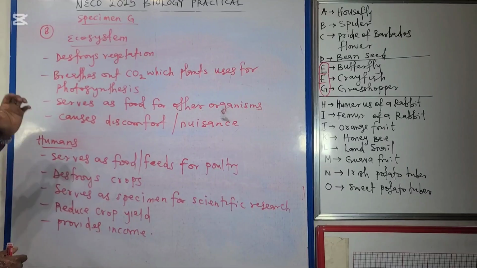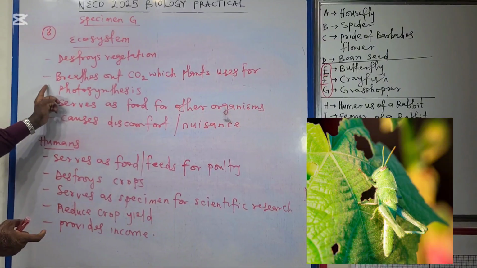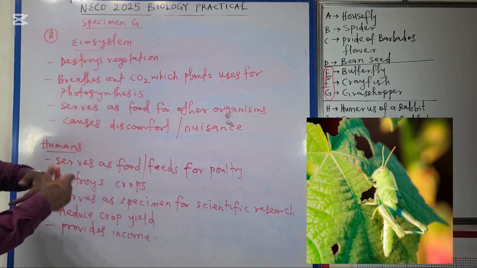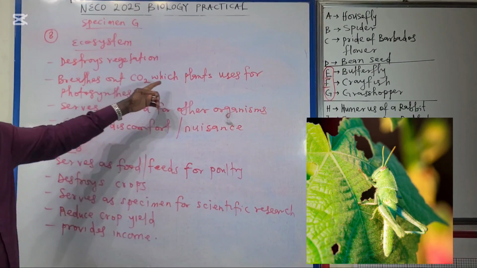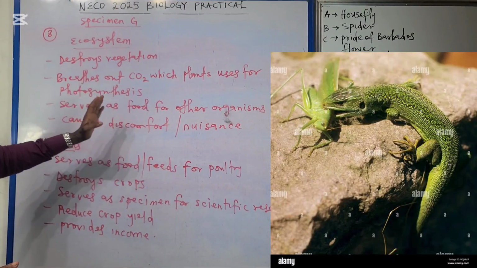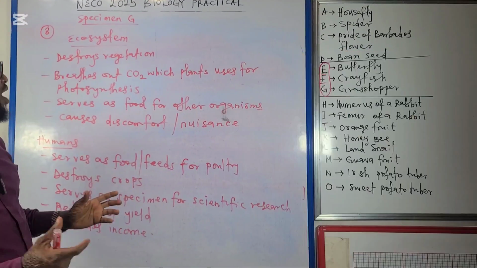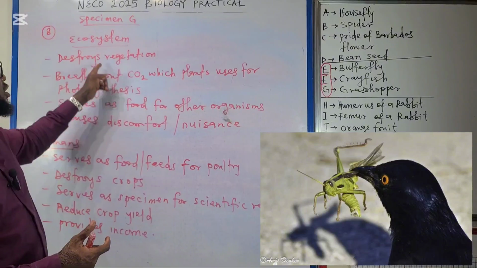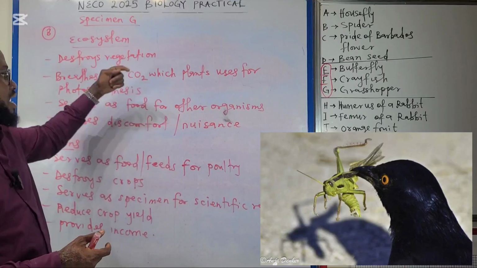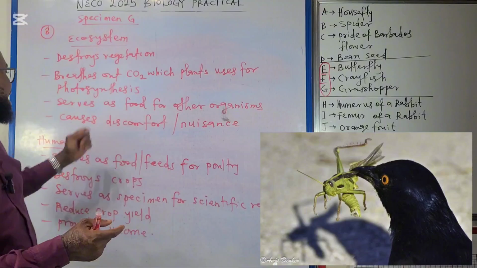So how is the grasshopper specimen G of importance to the ecosystem? The first one is that it destroys vegetation. When the grasshopper is where we have vegetation, it breathes out carbon dioxide, in which case the plant uses the carbon dioxide to photosynthesize. Also, the grasshopper serves as food for other organisms. Now, when you look at the food chain, birds and some other small animals feed on grasshopper, because grasshopper is a primary consumer here. It is feeding on vegetation. Other organisms like birds and lizards are going to feed on the grasshopper.